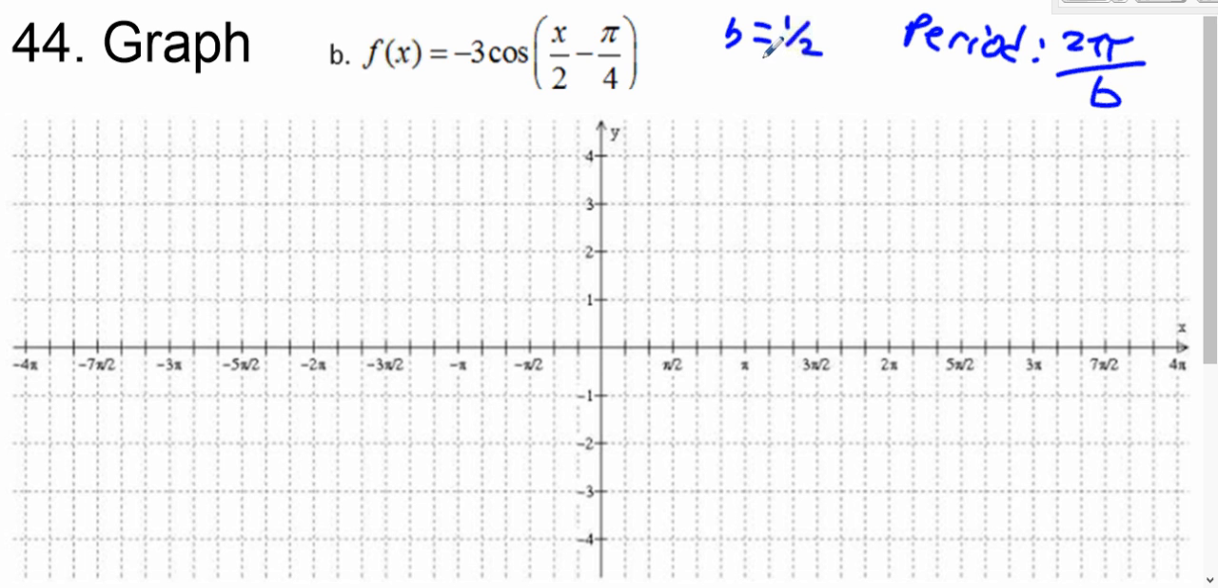The period of this is going to be 2 pi divided by 1/2. So the period is going to equal 4 pi. 2 pi divided by 1/2 is 4 pi.